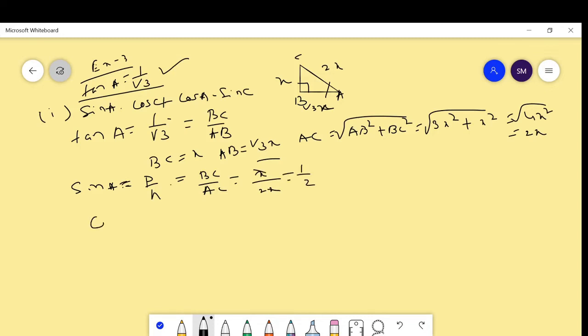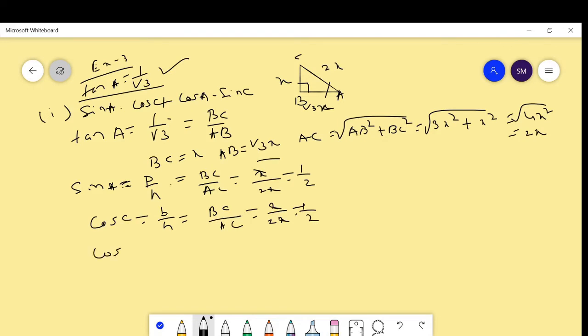Then cos C is base upon hypotenuse. For C angle, base is BC upon AC, which is equal to x upon 2x. X cancel. This is 1 upon 2.